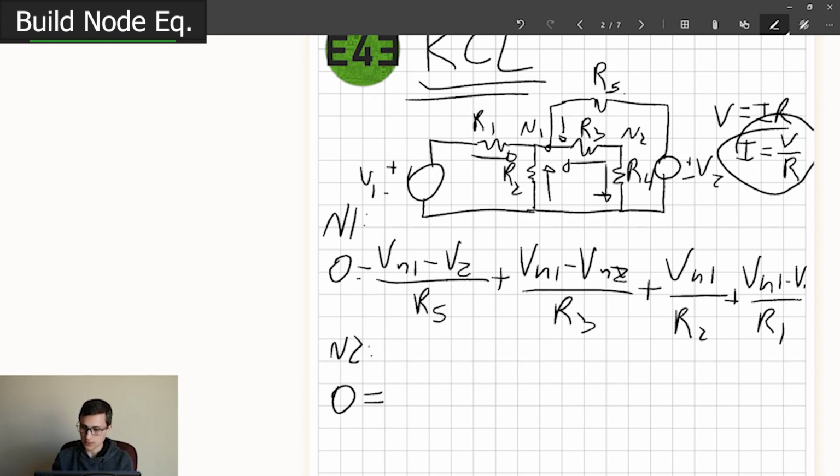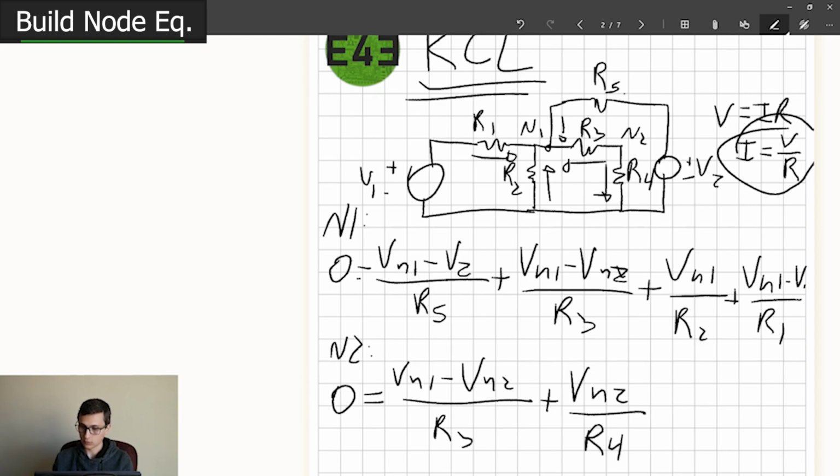Excellent. Okay, so we're going to say that's VN1 minus VN2 divided by R3 plus VN2 divided by R4. That's the whole equation.